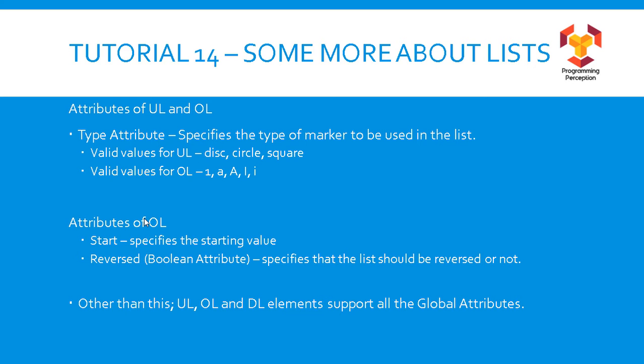I told you some global attributes like ID, class. So these can be applied to any of these lists. So it's time to see these things practically. So let's go to our desktop.